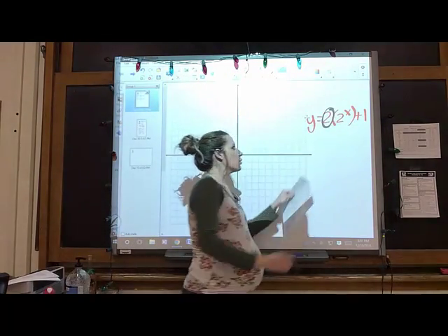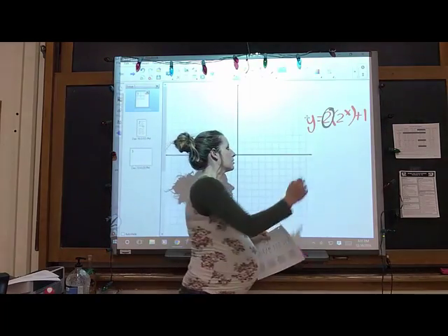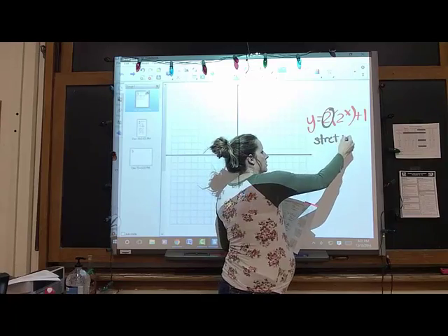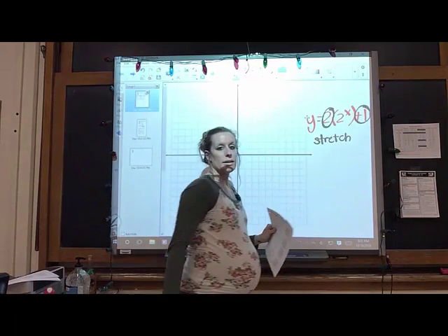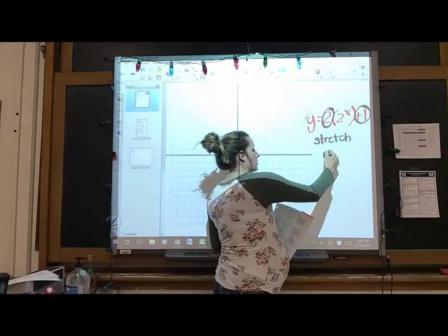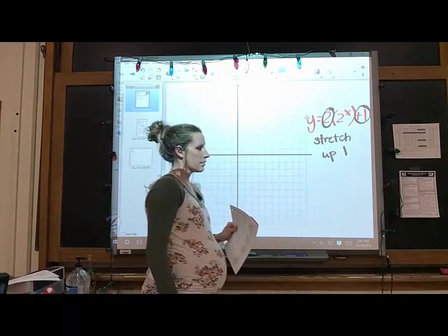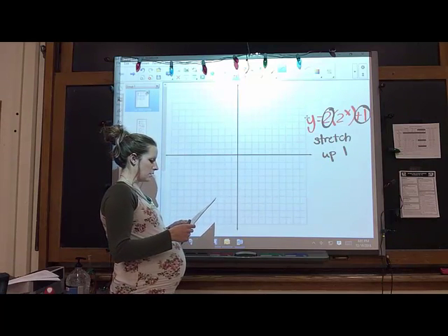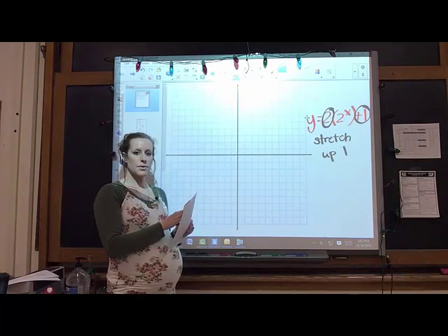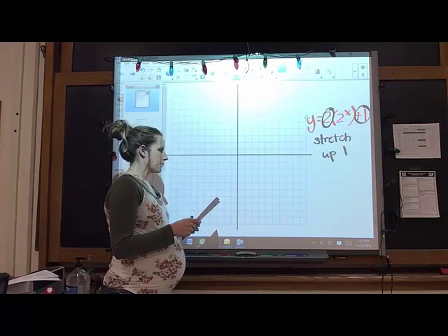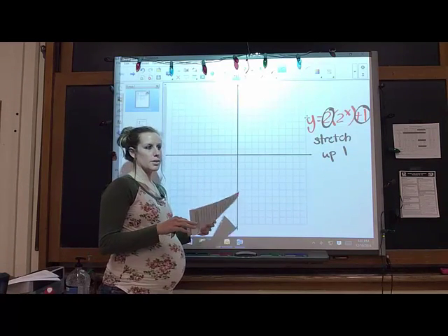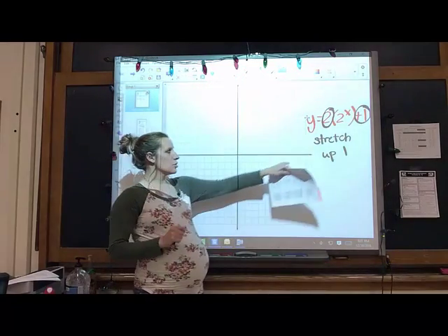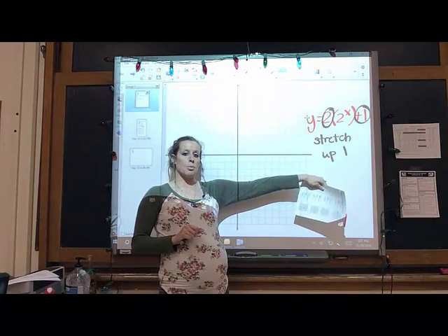So ask yourself, what is the 2 going to make it do at the very beginning? That 2 is going to stretch it. The plus 1 on the end is going to move it up 1. We aren't going to fill out the table. I don't want to get real picky on what type of points are going to be on the graph, but I do want to see that you stretched it and moved it up 1.